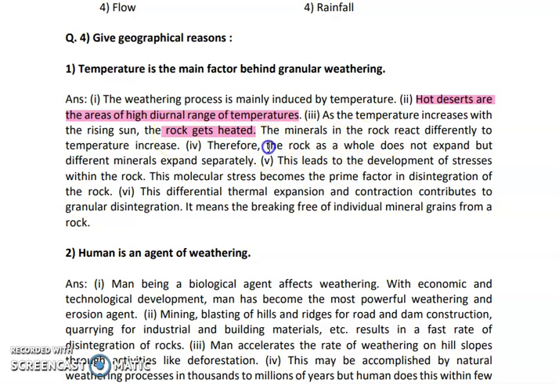Okay, so when the rock gets heated, the minerals in the rock start expanding. The whole rock never expands. The minerals present inside the rock start expanding. So because of that, a stress is created inside the rock, and this stress is later released in the form of disintegration of rocks. Okay, so there is continuous expansion and compression due to the diurnal range of temperature. So these rocks fall into small granules or grains, and this is called granular weathering.